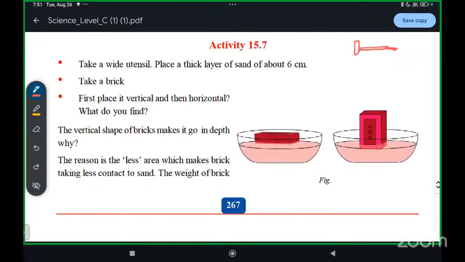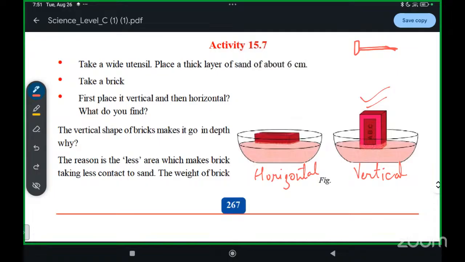Take a wide utensil and place a thick layer of sand about 6 cm. Then take a brick. First place it vertical and then horizontal. What do you find? The vertical position of the brick makes it go in depth. This is the vertical, and this is the horizontal placement of the brick.